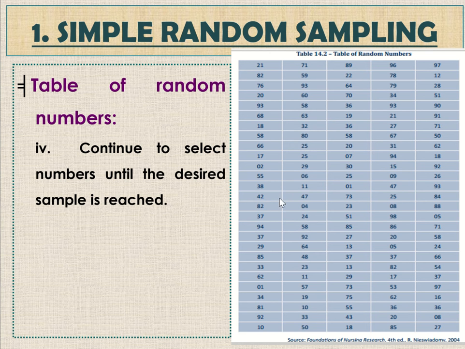So, yun yung ating table of random numbers. So again, ang tinuro ko sa inyo for the simple random sampling includes the fishbowl method and the table of random numbers. So you can choose either of the two for the simple random.